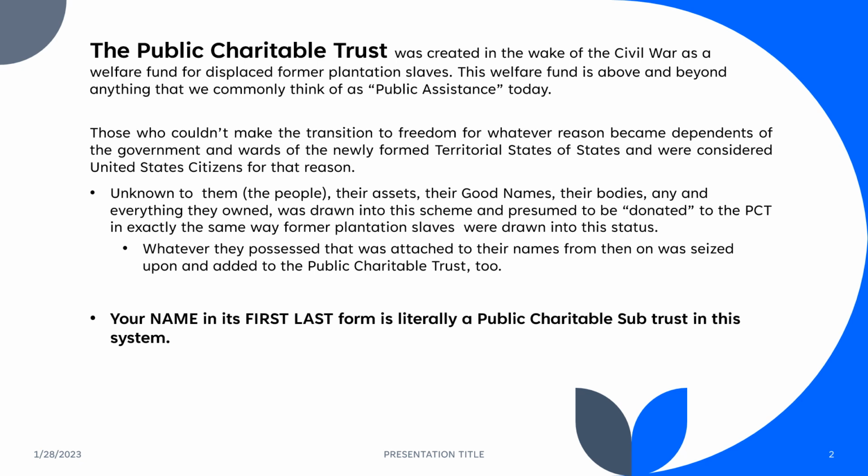Unknown to them, the people, their assets, their good names, their bodies, any and everything they owned was drawn into this scheme and presumed to be donated to the PCT in exactly the same way former plantation slaves were drawn into this status. Whatever they possessed that was attached to their names from then on was seized upon and added to the Public Charitable Trust too. Your name in its first and last form is literally a public charitable subtrust in this system.